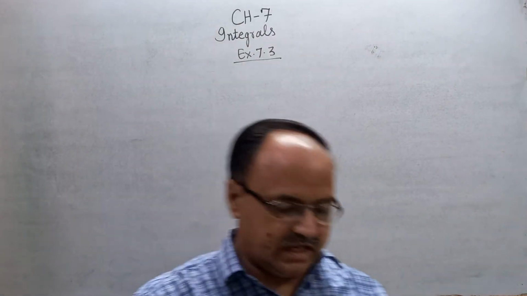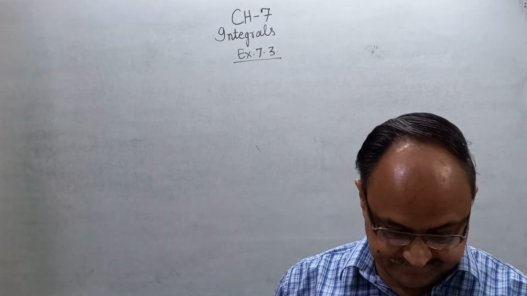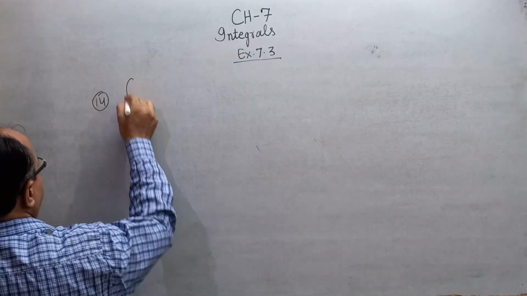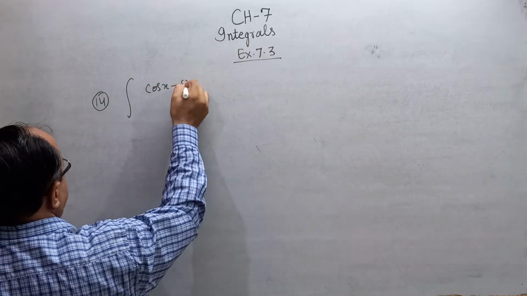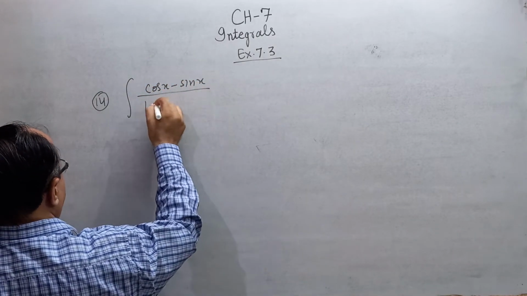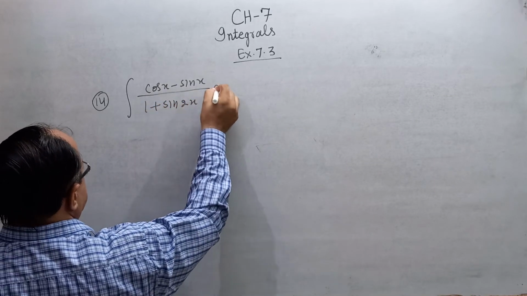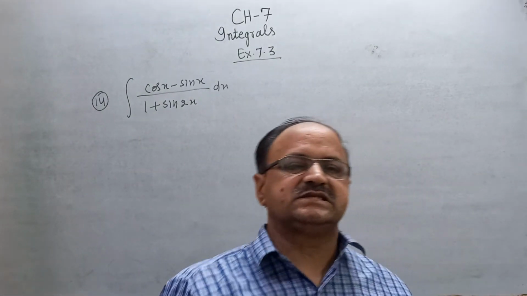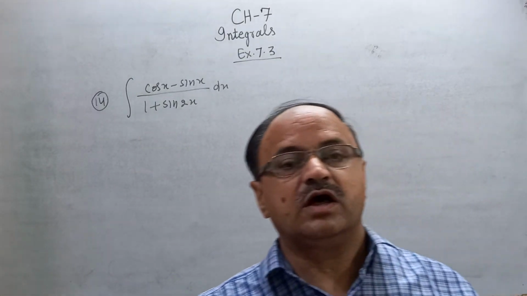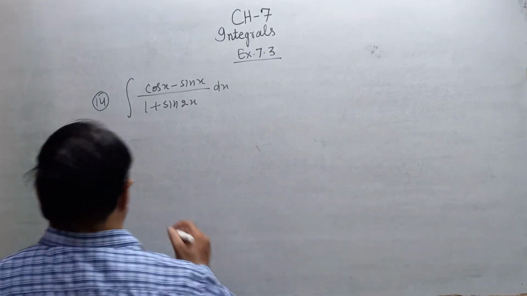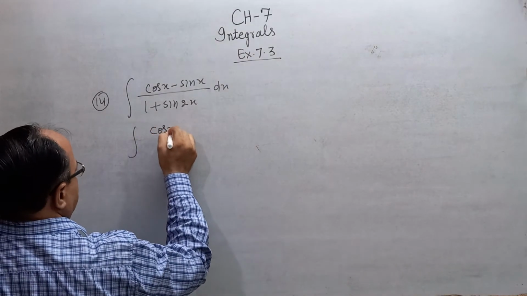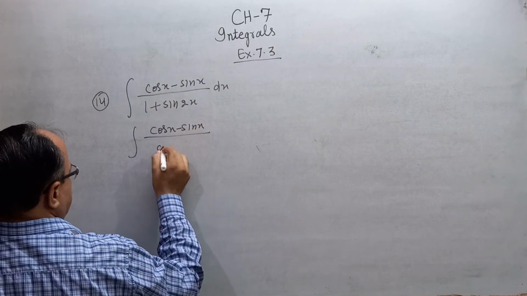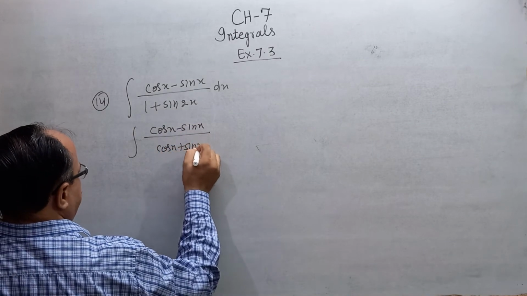Now question number 14, which is also a very easy question. Integration of (cos x minus sin x) upon (1 plus sin 2x). You know the formula for 1 plus sin 2x, that is (sin x plus cos x) whole square. Here you can write (cos x minus sin x) upon (cos x plus sin x) whole square.